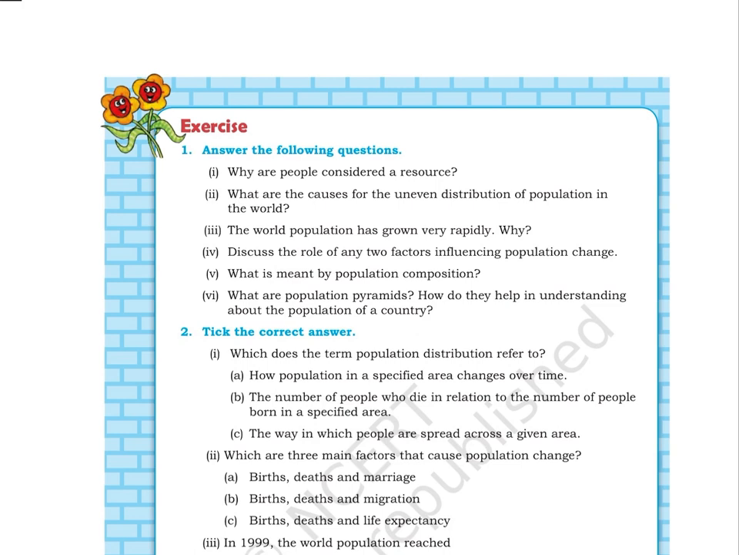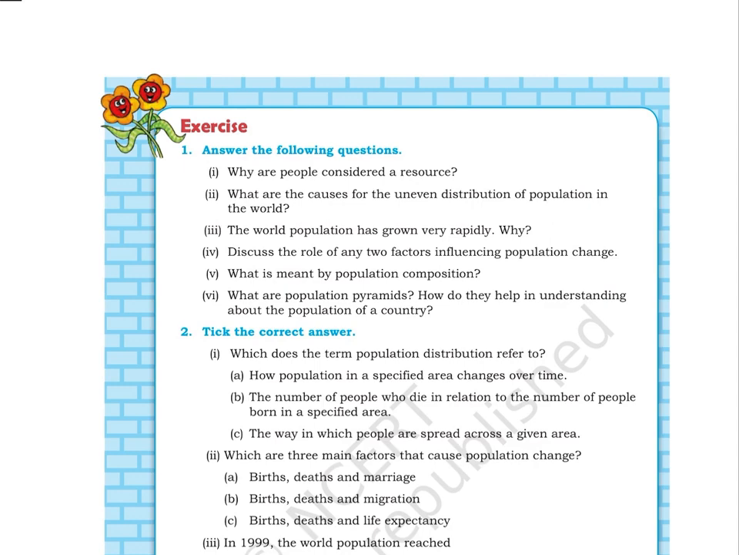Second, pick the correct answer. Number 1. Which does the term population distribution refer to? A. How population in a specified area changes over time. B. The number of people who die in relation to the number of people born in a specified area. C. The way in which people are spread across a given area. Number 2. Which are the three main factors that cause population change? A. Births, deaths and marriage. B. Births, deaths and migration. C. Births, deaths and life expectancy.